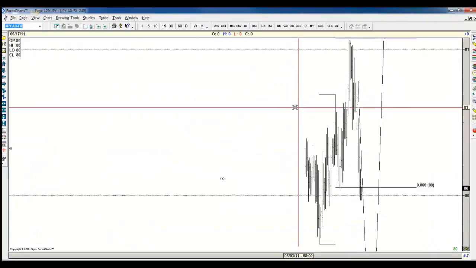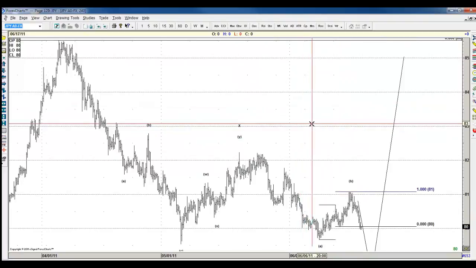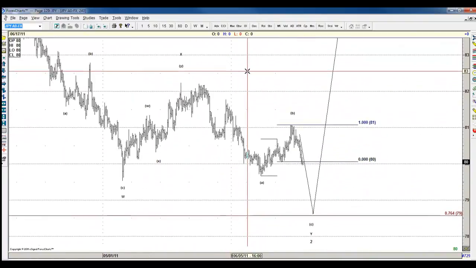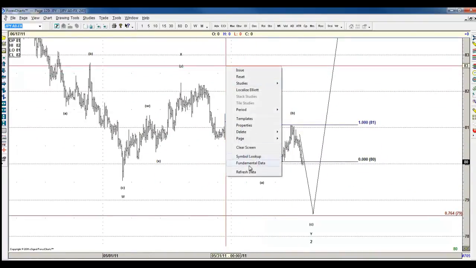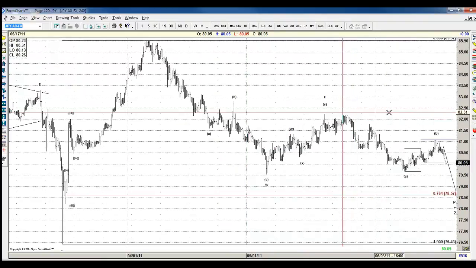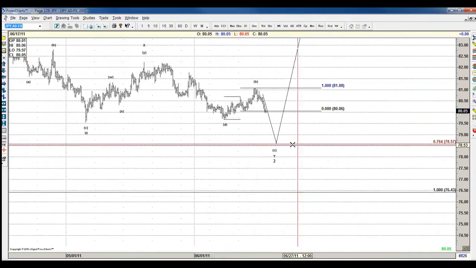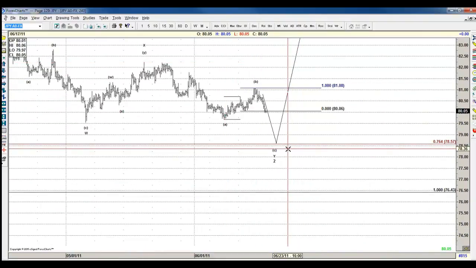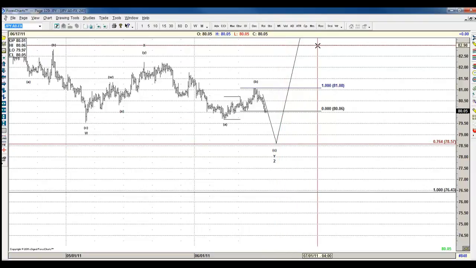The dollar yen should trade lower. Dollar yen should trade lower within the C wave to around 78.57 before thinking about a bounce in the dollar yen.